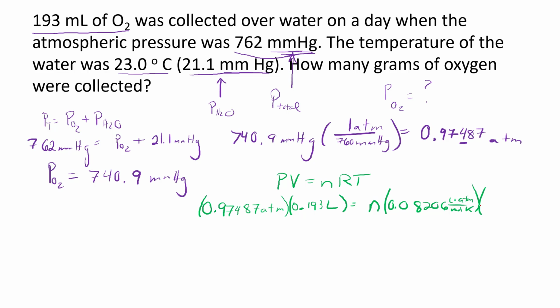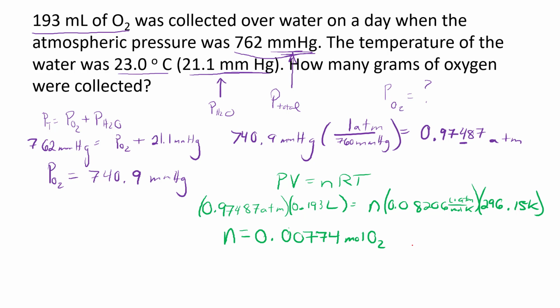And then my temperature, do I know it? Can I just type in 23 degrees in there? No, you can't. So 23 plus 273.15 is 296.15 Kelvin. And now we can solve this for moles.